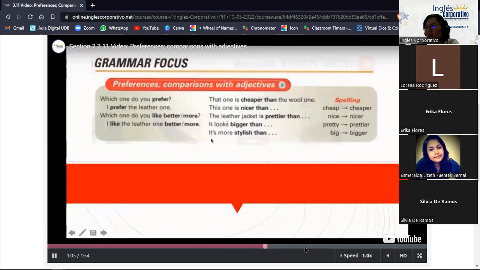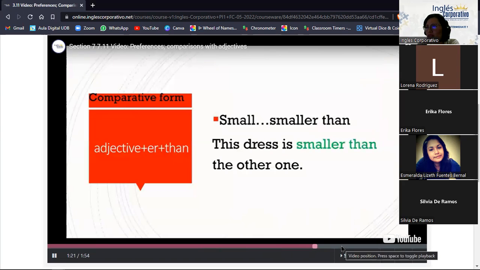And also it explains a little bit of the different comparative forms that we have, right? So we have the adjective plus ER and then than. En este caso, ahí tienen un ejemplo. This dress is smaller than the other one, right?